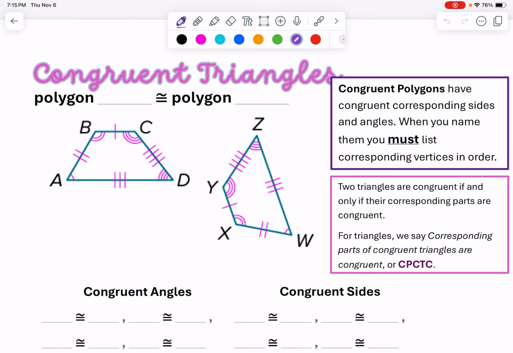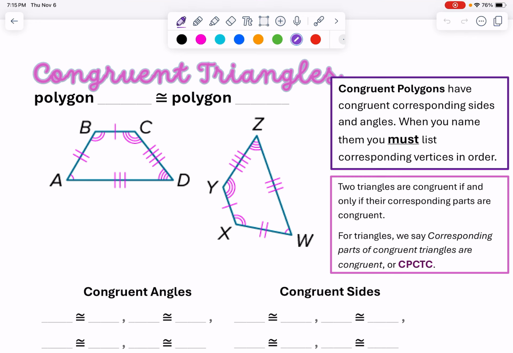In the past, we've talked about congruence. We say that congruence means that things have the same measure, they're equal. So congruent segments are segments that have the same length, and congruent angles are angles that have the same angle measure in terms of degrees. When we want to talk about congruent polygons or congruent triangles, those polygons or triangles have congruent corresponding sides and corresponding angles. So when you name them, you have to list the corresponding vertices in order.